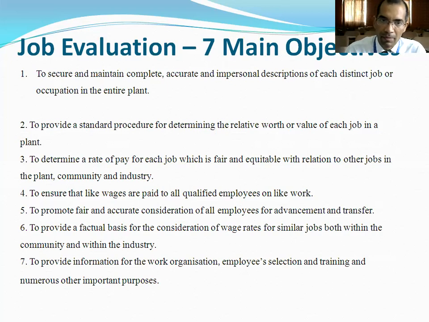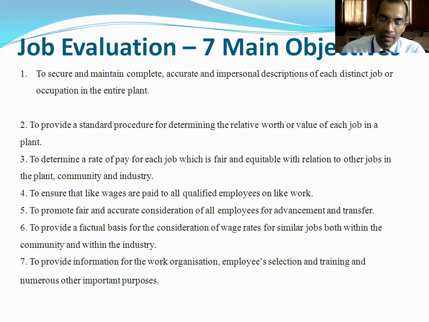As we're talking about how much you are going to pay, it should be fair and equitable in relation to other jobs in the plant, community, or industry. So it should be fair enough, it should be relevant, and it should follow a particular standard. There are so many criteria and conditions applicable for that. To ensure that like wages are paid to all qualified employees on like work.